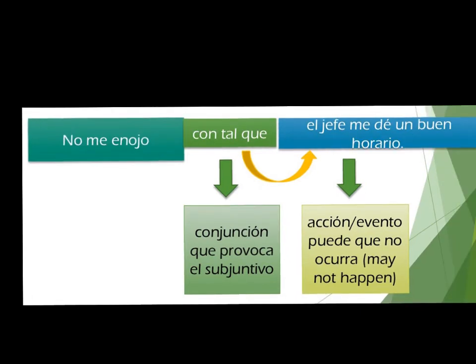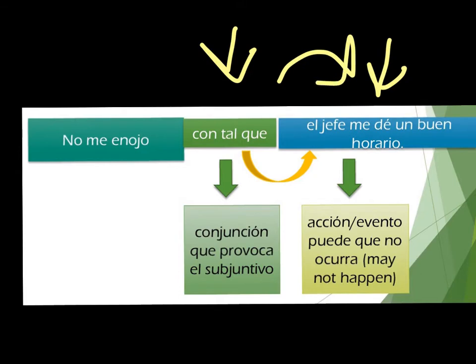Okay, here we have another example. No me enojo con tal que el jefe me dé un buen horario. Okay, we have two sentences. No me enojo, el jefe me dé un buen horario, connected by the conjunction con tal que. And because con tal que is one of those conjunctions that always trigger the subjunctive, we see the verb dar in the subjunctive, dé.